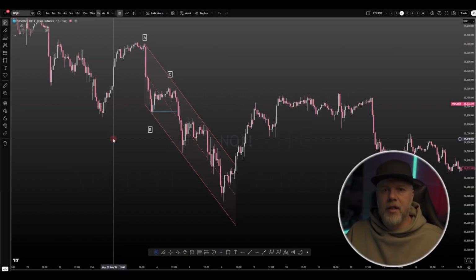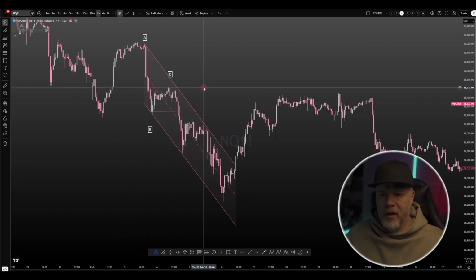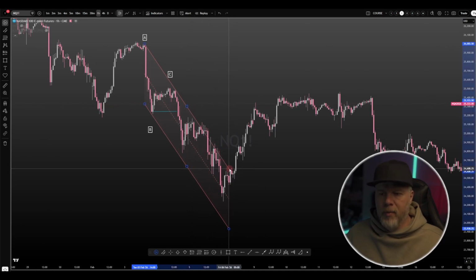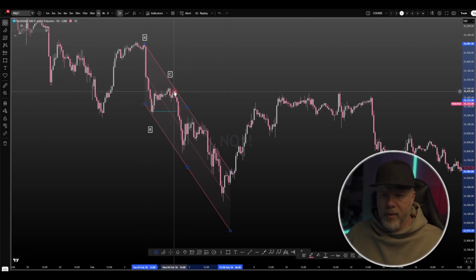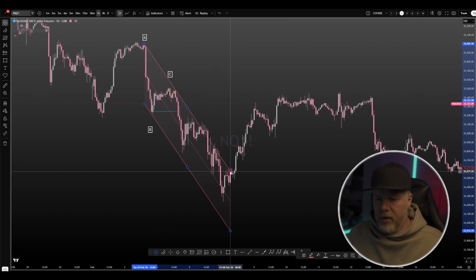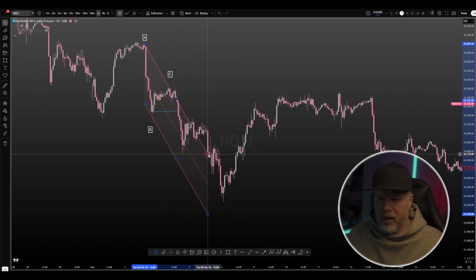Notice I'm not forcing the channel to fit. If the lines don't align naturally, the channel isn't confirmed. Sometimes price will poke out of the channel, it'll come back in, but keep in mind that it is a dynamic process. So you can see here from A to B, we run it through the high of C, right? So here we go, we'll run it through the C mark there.